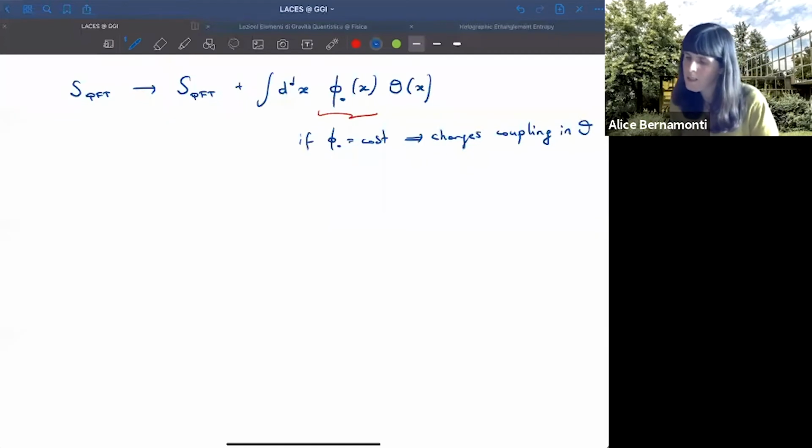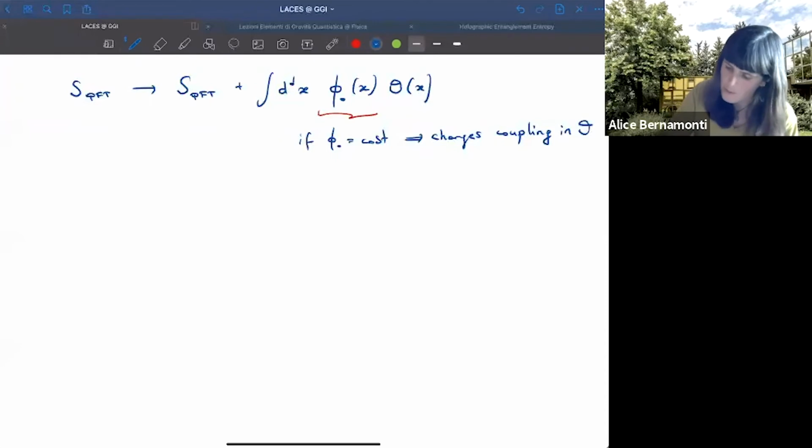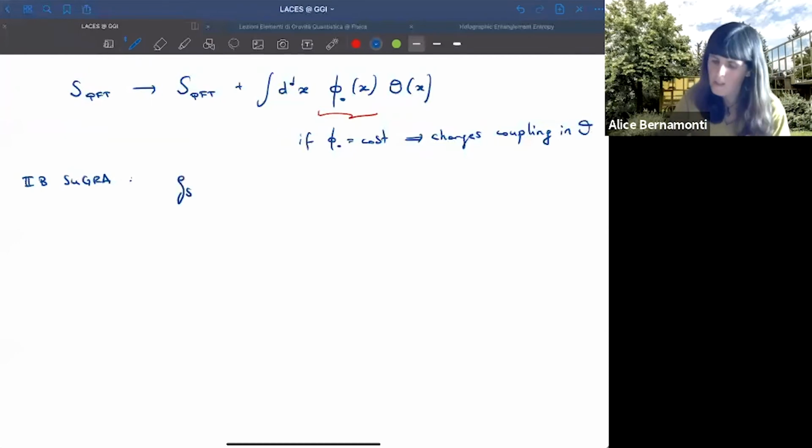And so we would like to understand what this natural operation that we can perform in the field theory corresponds to in the bulk perspective. To understand it, we will consider again the familiar reference example and extrapolate from there. So in type 2B supergravity, the coupling g_string is given by the expectation value of the dilaton.